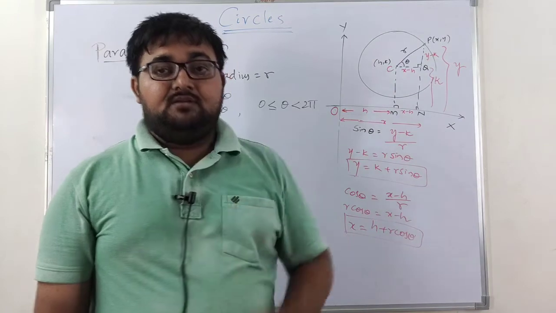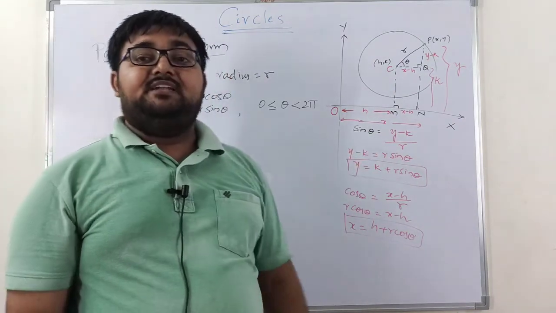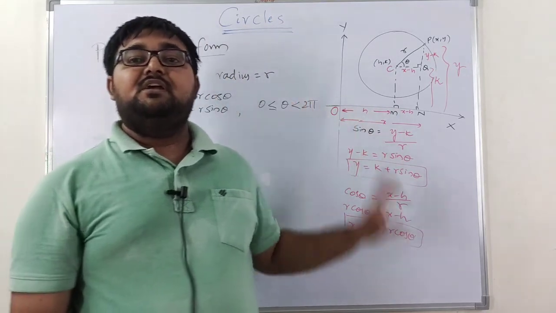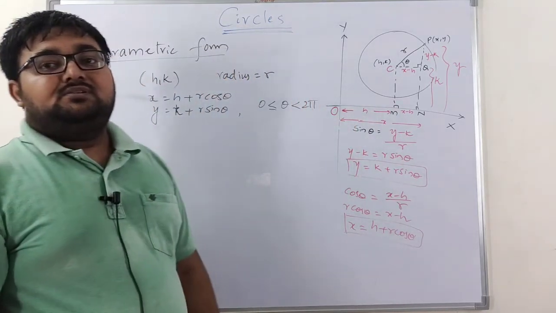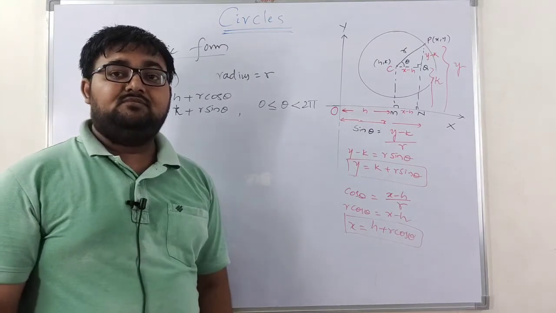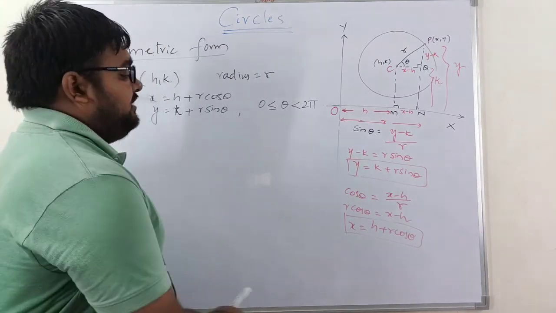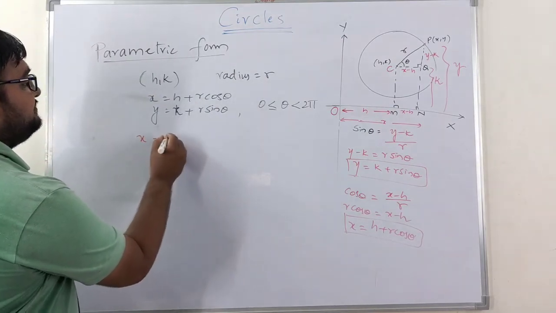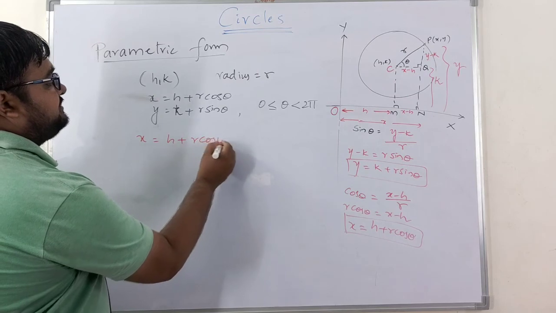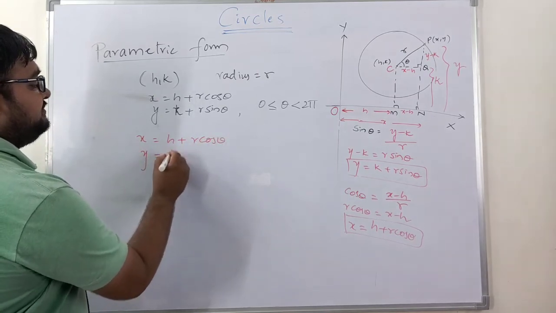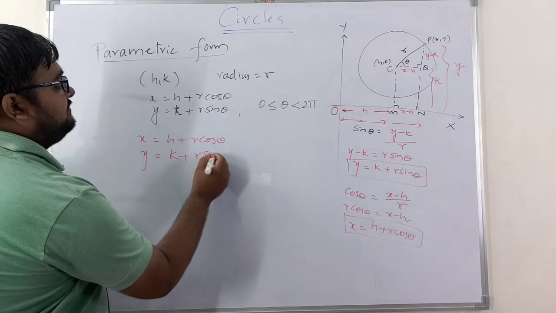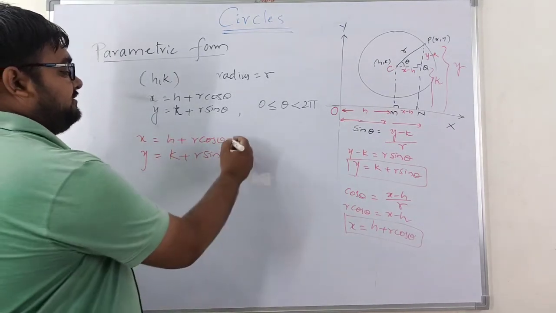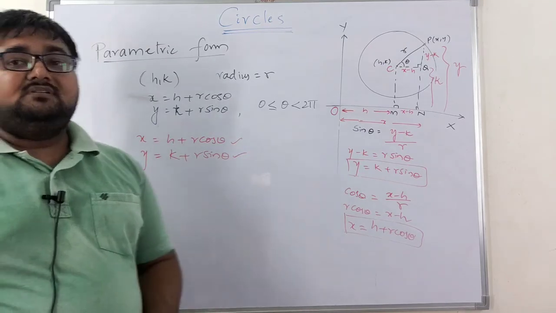Whenever an angle theta is given, you can make use of this parametric form. So what is the parametric form here? x is equal to h plus r cos theta and y is equal to k plus r sin theta, right? This is nothing but the parametric equation of the given circle.